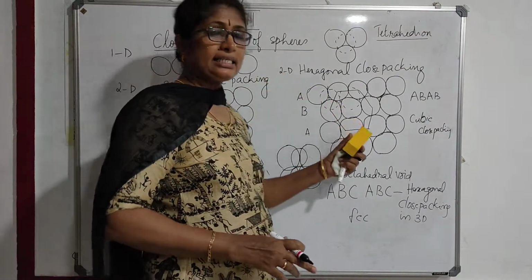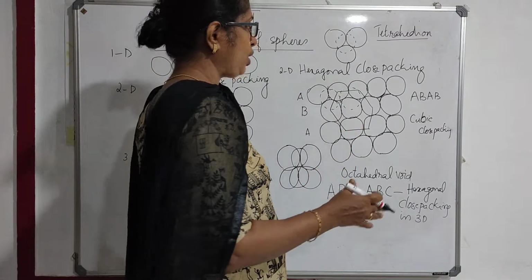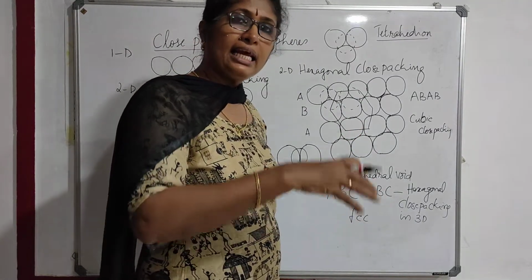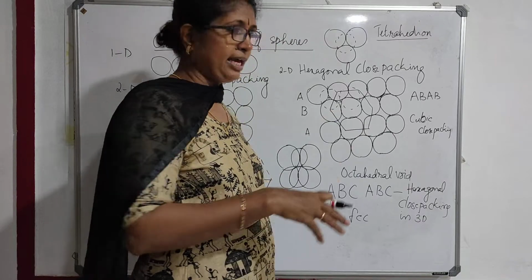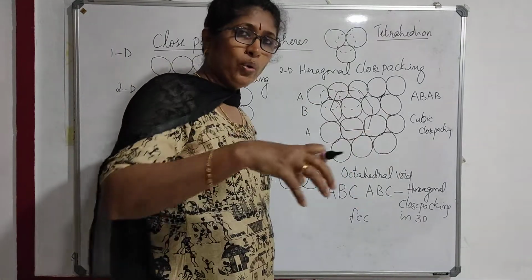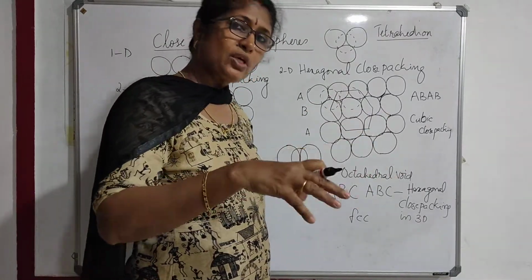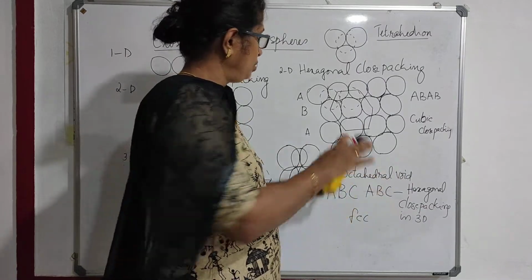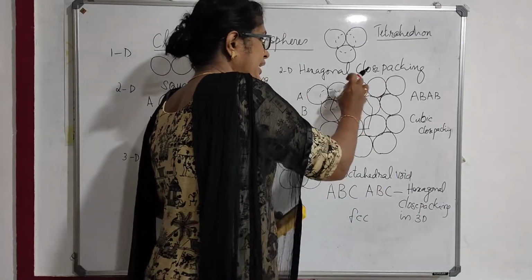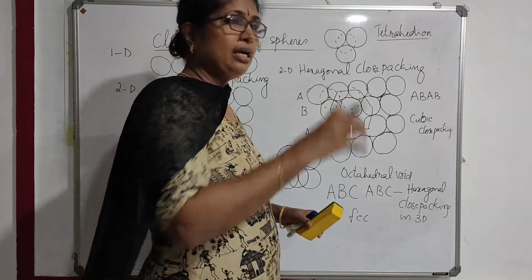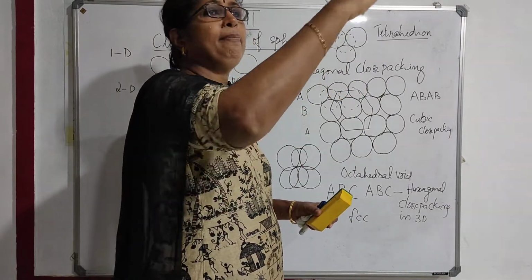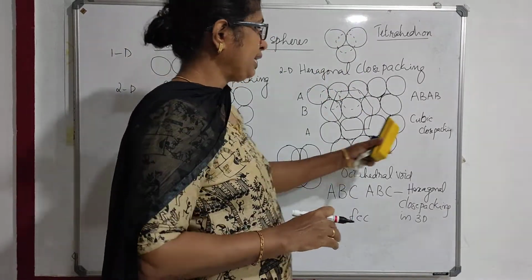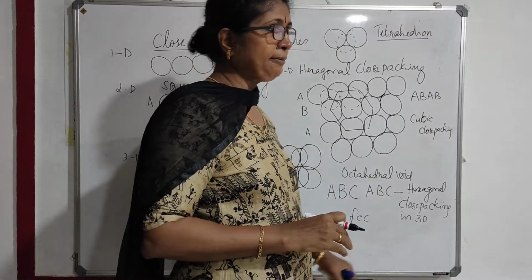Now, if you take hexagonal 2-dimensional close packing and over that you keep another layer in the grooves of the spheres of A, that layer is called the B layer. Then A layer again, that is AB type of close packing. There you get cubic close packing.